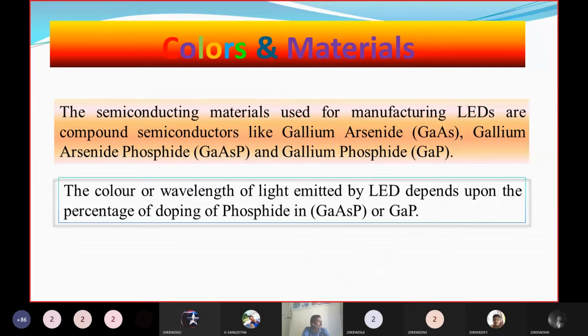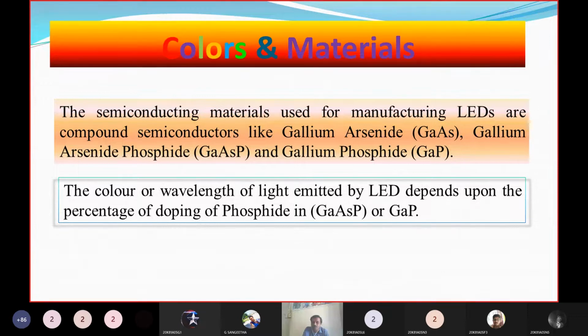Indium phosphide is also there. Many examples are there. Now, the color or wavelength of light emitted by an LED depends on the percentage of doping of phosphide in gallium arsenide phosphide and gallium phosphide. Here the color or wavelength is the same thing, because different colors have different wavelengths. So the color depends on the wavelength, and this wavelength depends on the band gap.